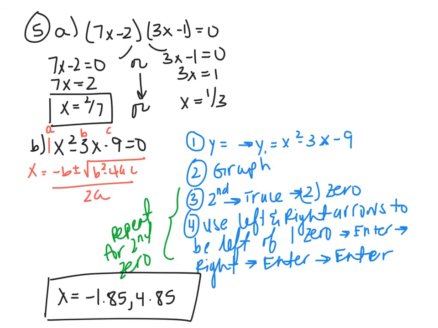Hit enter. Your calculator will say left bound. Then it will say right bound, so you move your right arrow key until you're to the right of it. Hit enter, and then it'll say guess. You hit enter one more time, and that will give you one of the zeros. Then you have to repeat those steps for your second zero. Either way, you end up with x is equal to negative 1.85 or 4.85.